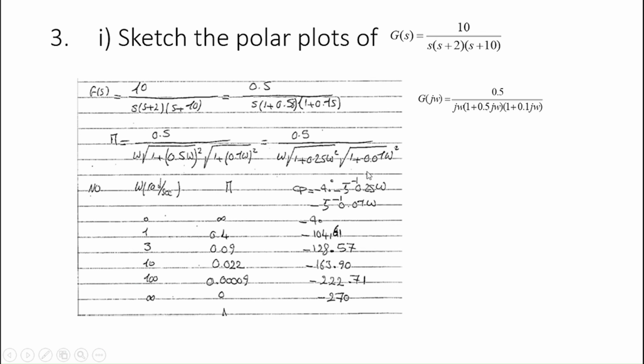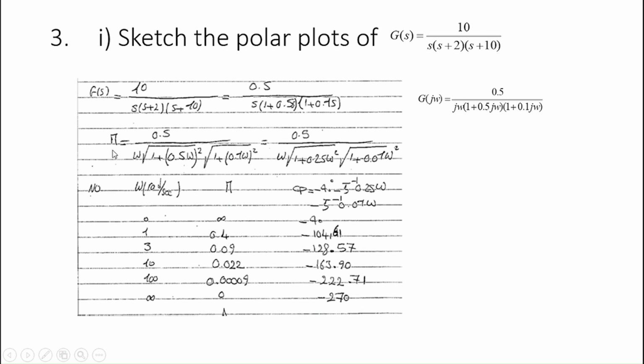To find the phase function for this, it is equal to the phase of the numerator, that is 0 degrees, since it's a positive real number. So 0 degrees minus the phase of j omega, that is minus 90 degrees. Then the phase of this, that is minus tangent inverse of 0.25 omega. Then the phase of this, that is minus tangent inverse of 0.01 omega.